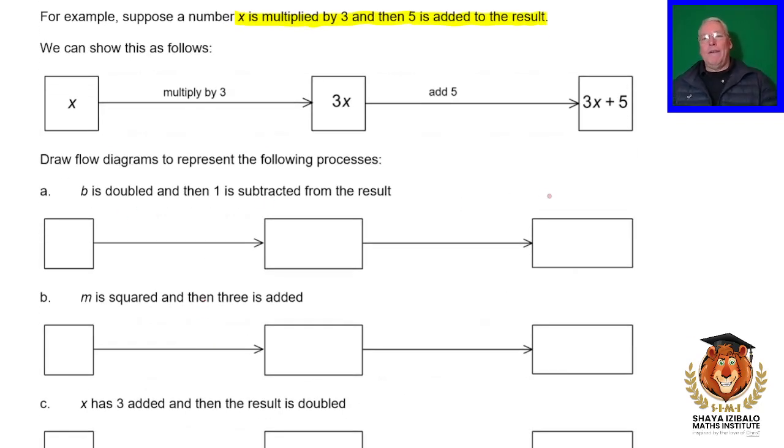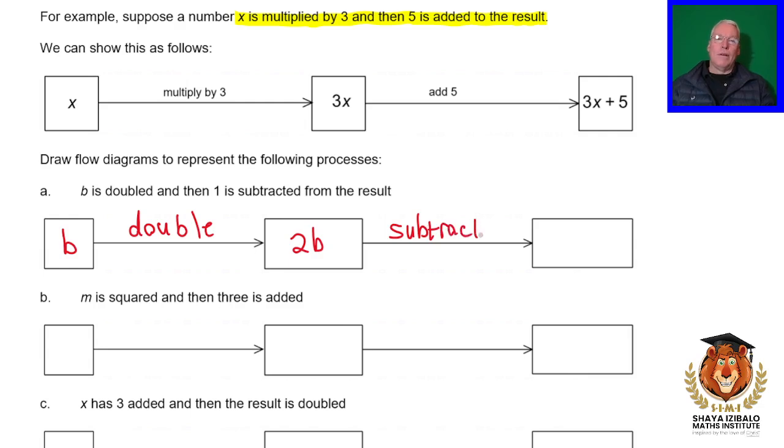B is doubled, and then 1 is subtracted from the result. So we start off with B. We're going to double. What will we call it when we double B? And double means multiply by 2. 2 times B, but we don't need to write the times sign, just 2B. And then we're going to subtract 1. Okay, and our final answer, 2B minus 1.